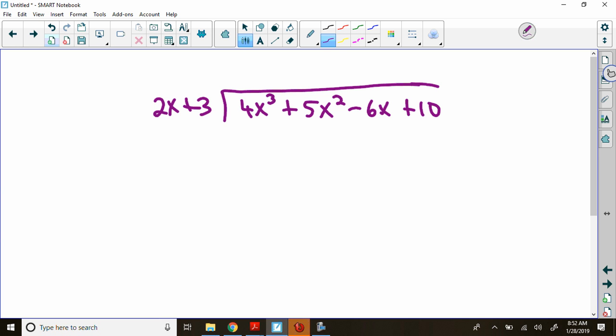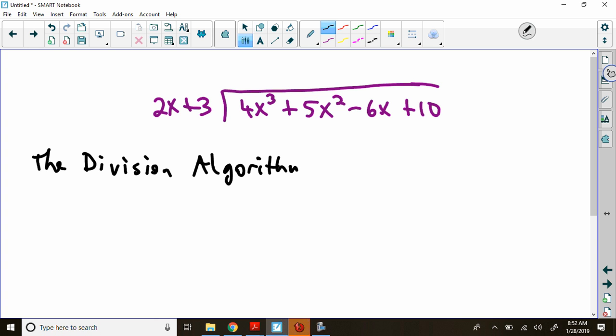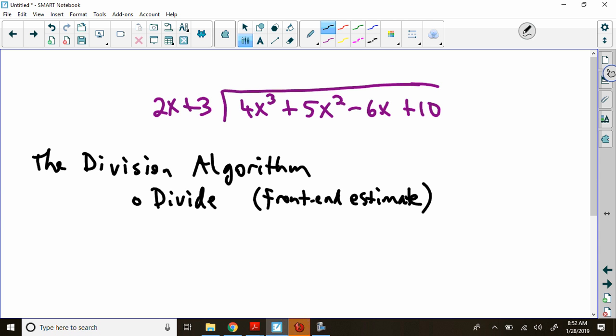To do that, you need to understand the division algorithm. Some math educators are big into algorithms, some are not. I'm in the camp where I think algorithms are good, a step-by-step of how to. The division algorithm has several steps, and these steps get repeated, and the first step is to divide. When you divide, it's just a front-end estimate, more or less. I'll talk about this as we go.